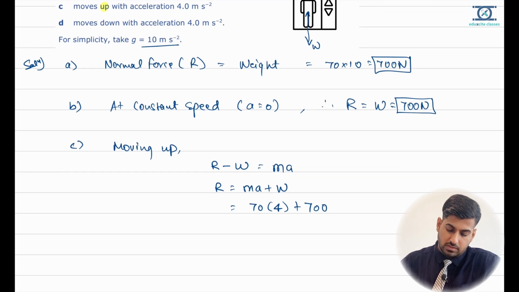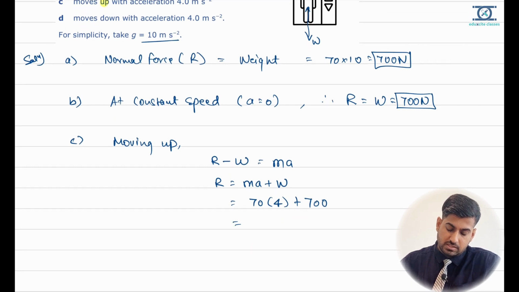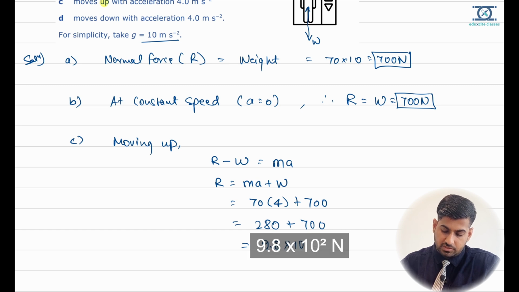So if you solve for this, you will get 700 plus ... which will be equal to 9.8 times 10 raised to power 3 Newton. You have to answer in a scientific notation like this, okay. Always remember, whenever you are supposed to give an answer, give it in scientific notation, okay.